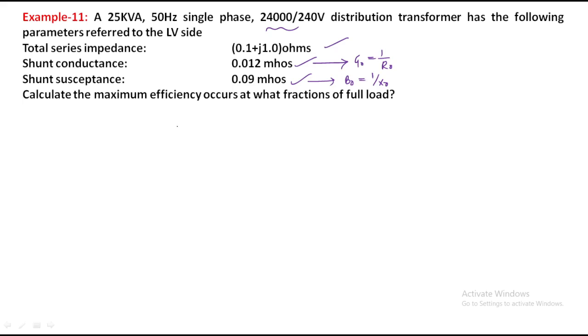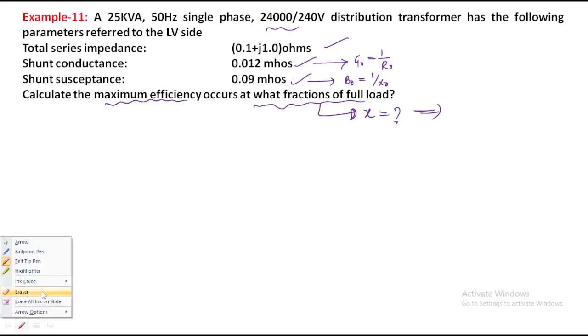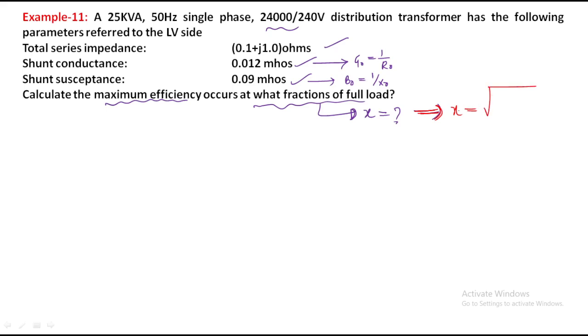Now we have to calculate the maximum efficiency of a transformer. At what fraction of X are we going to get the maximum efficiency? We all know that X should be calculated. What is the formula to get the fraction of X to get maximum efficiency? The fraction of X corresponding to maximum efficiency is equal to what? We can write that.